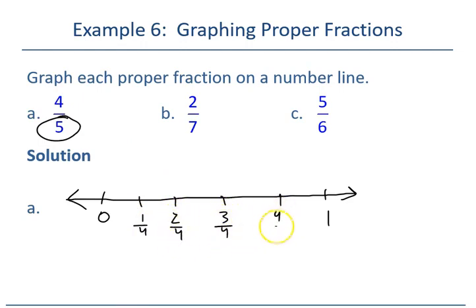3/4, 4/4, or 4/5. I've been putting fourths in here. I'm very sorry. Don't know why I've been thinking fourths all of a sudden. Fifth, fifth, fifth, and then this one right here would be 5/5, because 5 divided by 5 would equal 1. So this right here is exactly where 4/5 would be. Let's continue on.